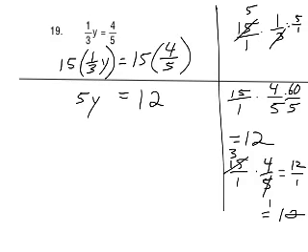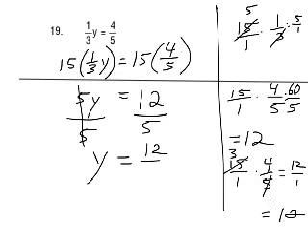Okay, so now we have 5y equals 12. Using our multiplicative property, divide by 5, divide by 5, to get y equals 12/5. One solution too, by the way.